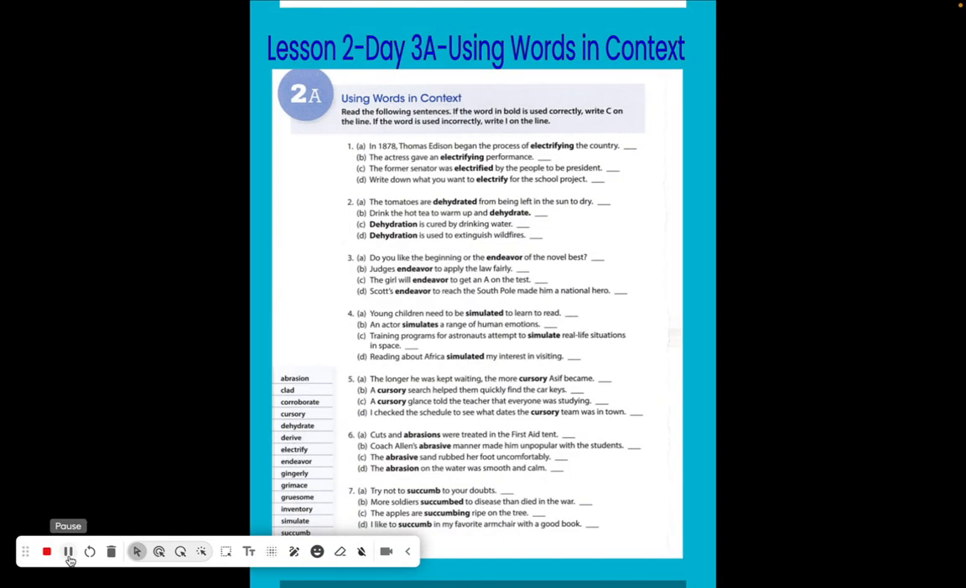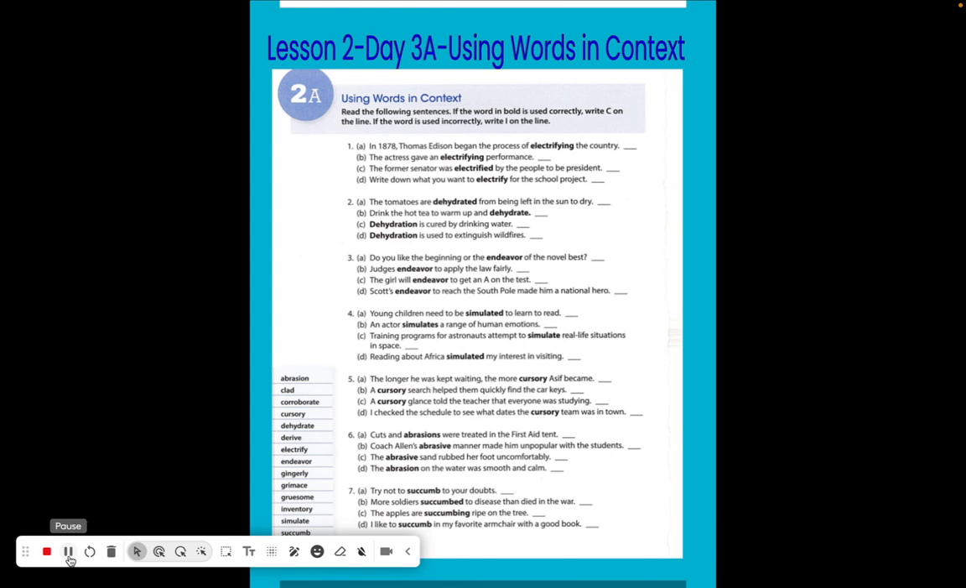All right, let's try this one together, and then you're going to complete the rest of these in class. A, young children need to be simulated to learn to read. Well, simulated is kind of to try to copy something, so that doesn't really make sense. So that would be I. An actor simulates a range of human emotions. Well, they are trying to copy and create these emotions to go into character, so that is correct.